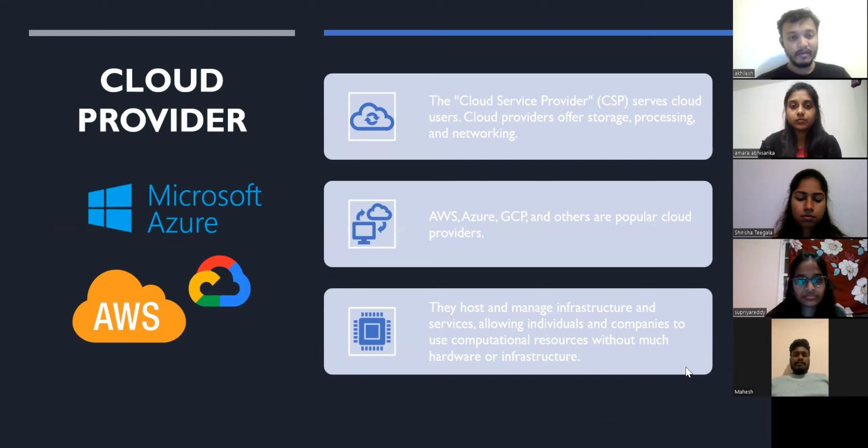Microsoft Azure, Amazon AWS, and Google are some of the popular cloud providers we have. The cloud service provider serves cloud users, which means the cloud provider offers storage, processing, and networking. They host and manage infrastructure services, allowing individuals and computers to use computational resources without much hardware and infrastructure.